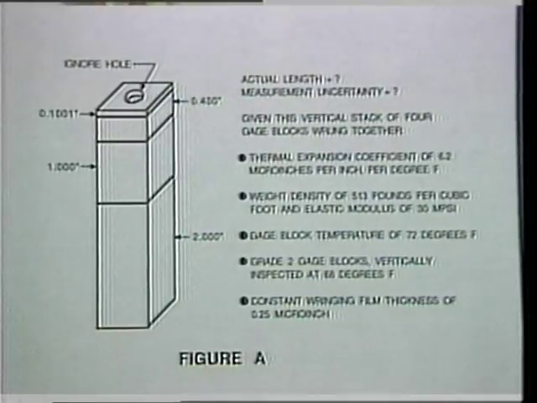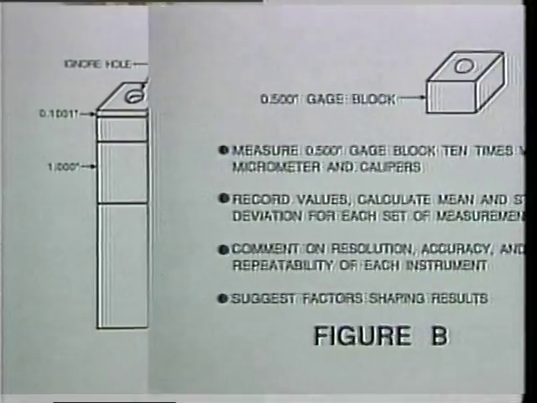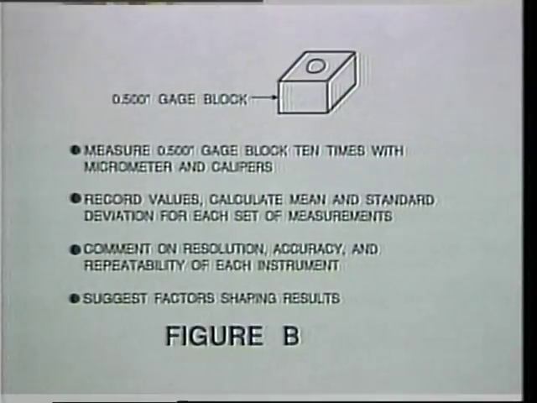First, identify error sources, state the dimensional uncertainty associated with the fabrication of the gauge blocks, and calculate the actual length of the gauge block configuration shown in Figure A. Next, with the micrometer, measure the length of a half-inch gauge block 10 times. Calculate the mean and standard deviation. Repeat this procedure with a pair of calipers. Comment on the resolution, accuracy, and repeatability for each instrument. Suggest the factors or conditions which shaped your results.